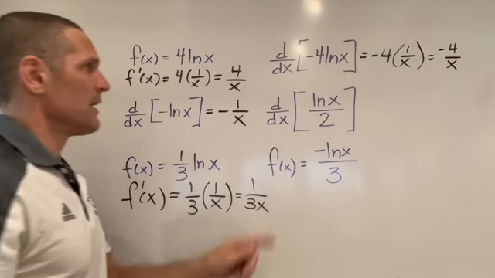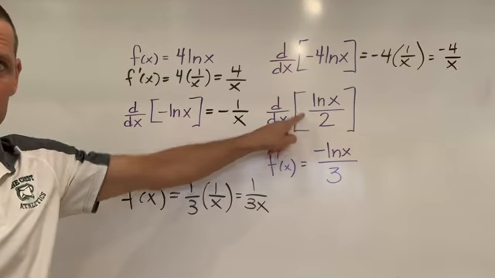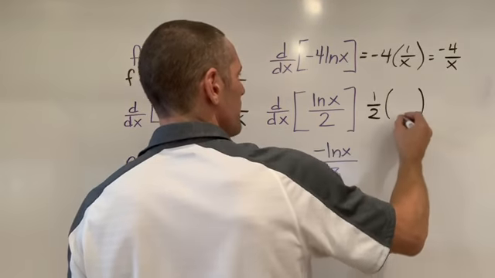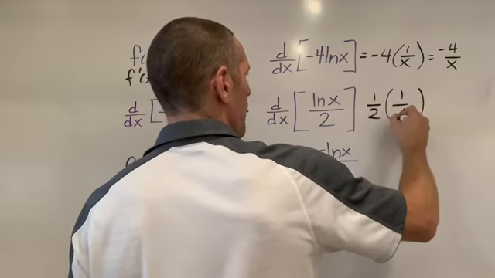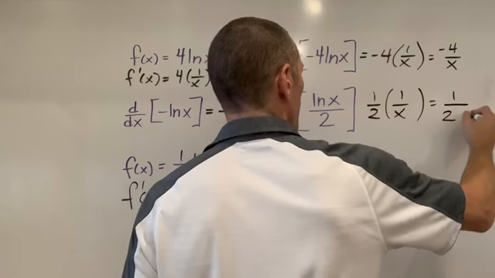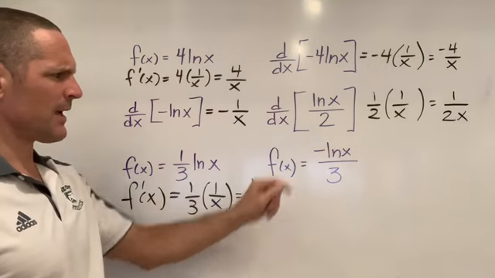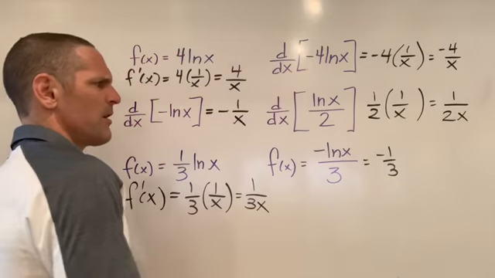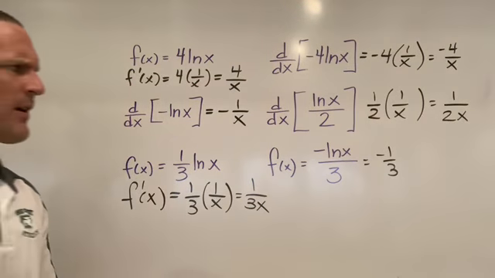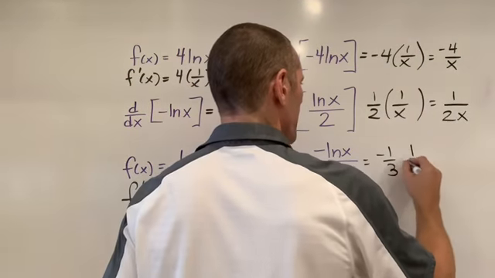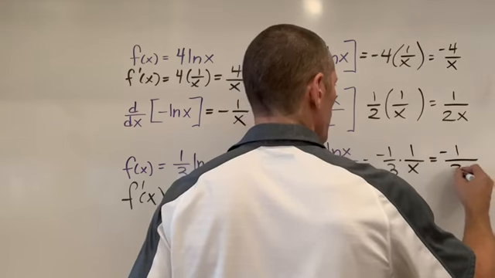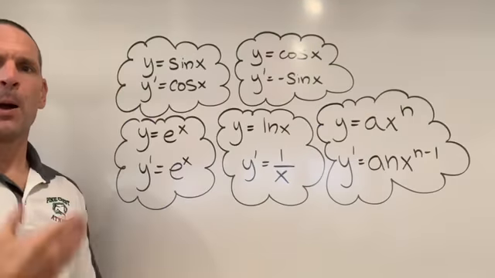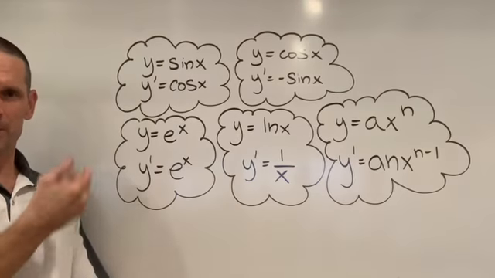Natural log x over 2, d dx, find the derivative of that. Well, that's the same as 1/2 times the derivative of natural log x, which is 1 over x, to give us 1 over 2x. And lastly, this is the equivalent of negative 1/3 times natural log x. So the derivative of natural log x is 1 over x. So we get negative 1 over 3x for the derivative. Not hard at all. My question for you is, do you know these?